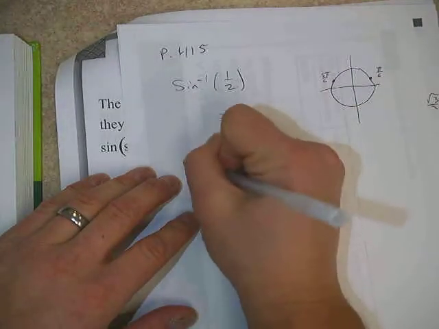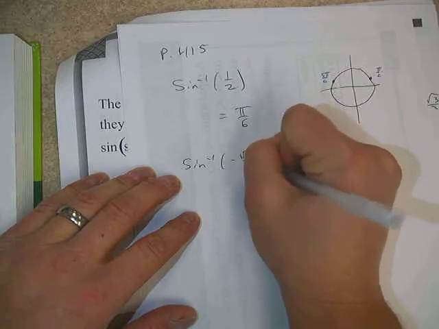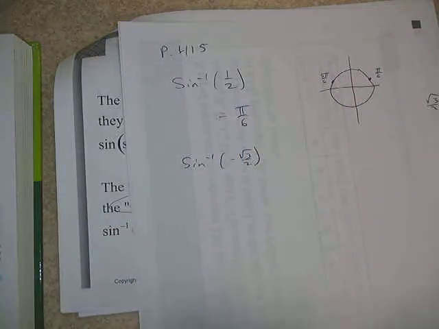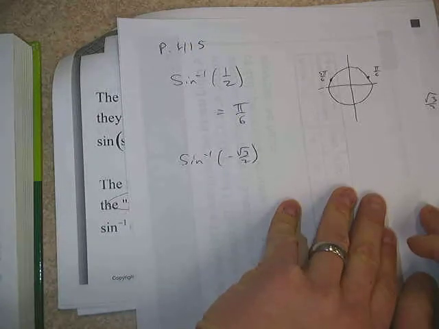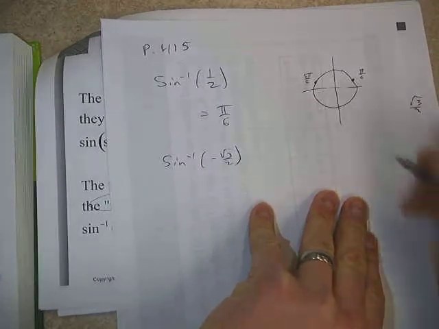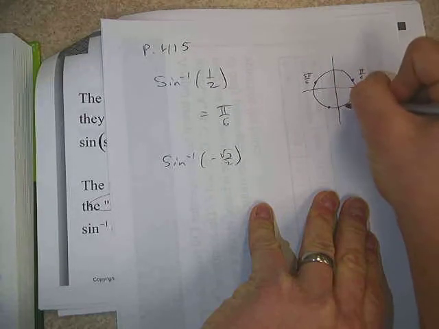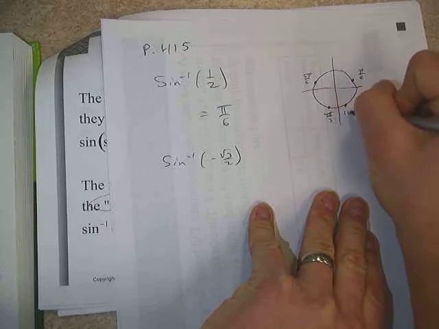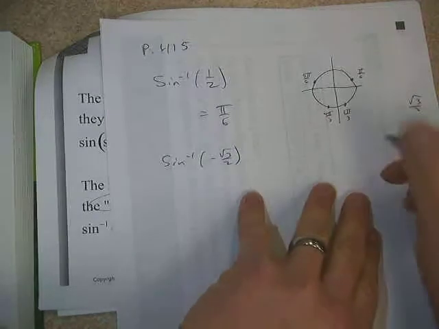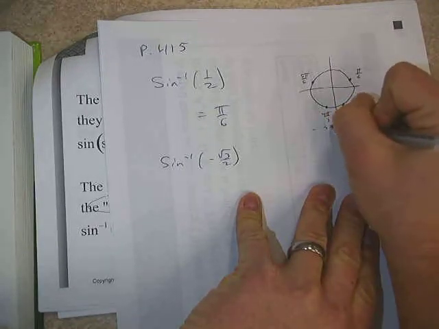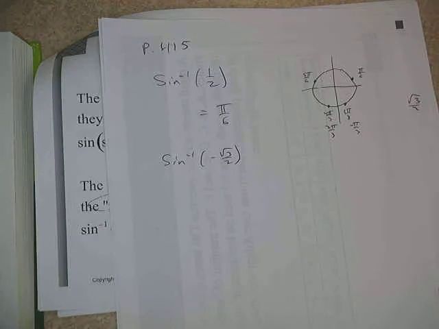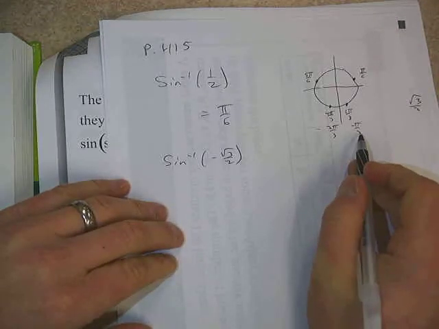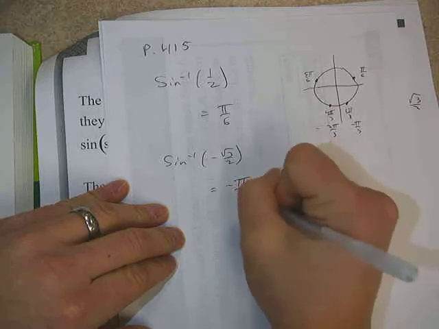If we did sine inverse of negative radical 3 over 2, then our choices would be where the sine is negative radical 3 over 2, which would be right here and right here. Those points are 4 pi over 3 and 5 pi over 3. However, neither one of those is between negative pi over 2 and pi over 2. So like we did in that previous example, we'll go backwards. This is going to be negative pi over 3, negative 2 pi over 3. And again, which of those is between negative pi over 2 and pi over 2? It's the negative pi over 3.